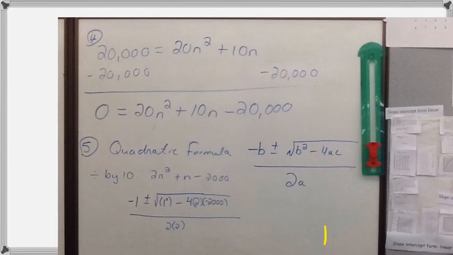So now I have 20,000. I got that from multiplying 10,000 times 2 equals 20n squared plus 10n. Now I want to get it in expanded form, so I need to get it equal to 0, so I subtract 20,000 here and subtract 20,000 here, and I have 0 equals 20n squared plus 10n minus 20,000.